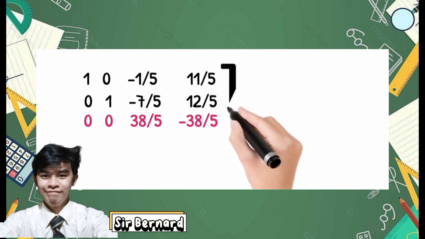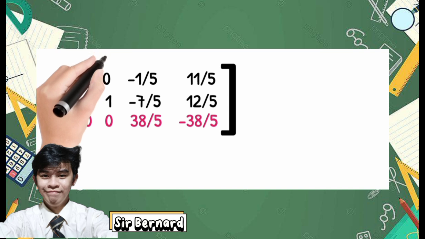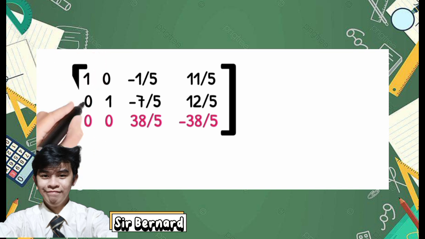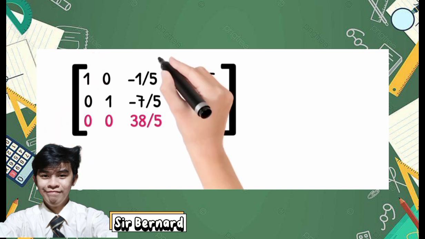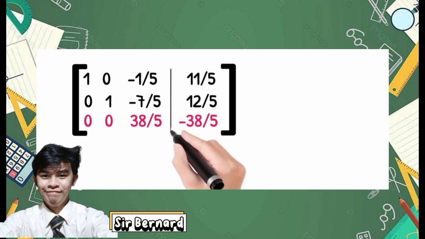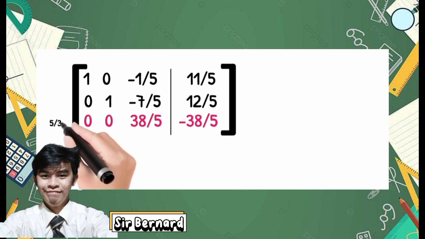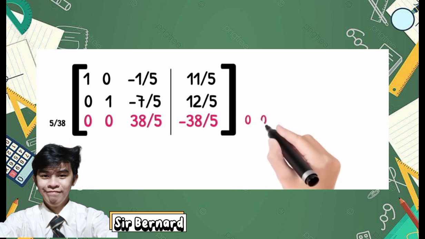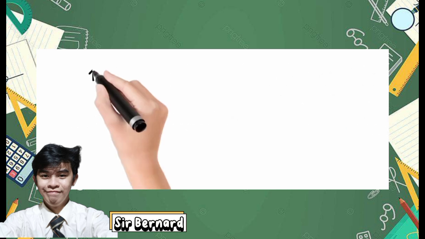The next step is we need to multiply by the reciprocal of 38 over 5. That's 5 over 38. Multiply it to row 3 to get 1, and the answer is 0, 0, 1, negative 1, and copy again row 1 and 2.